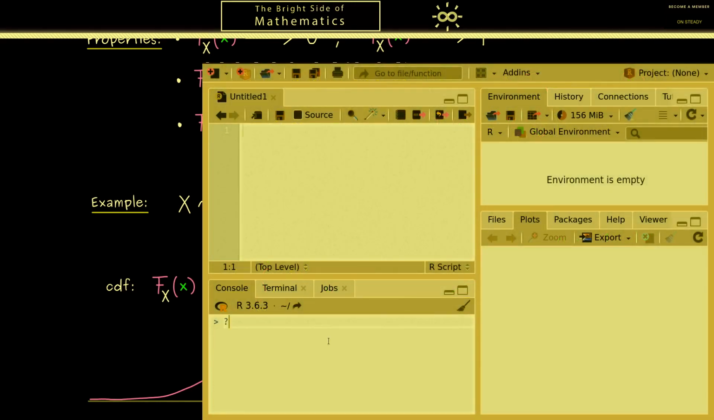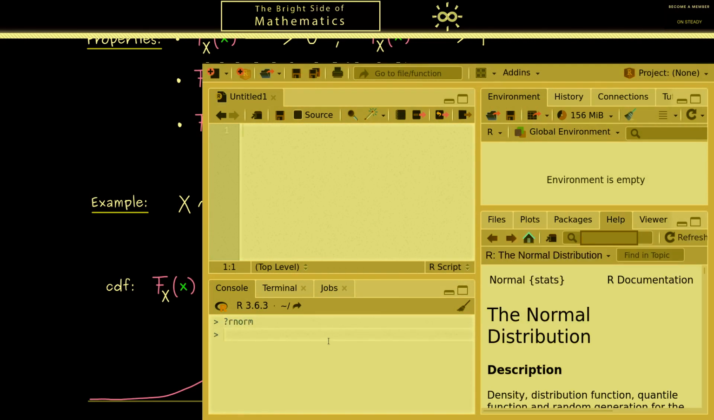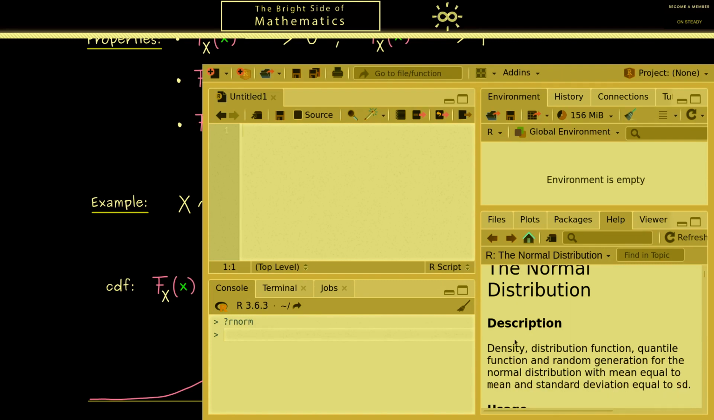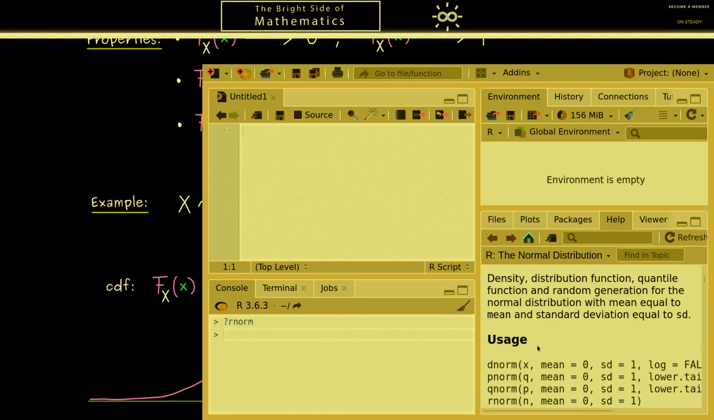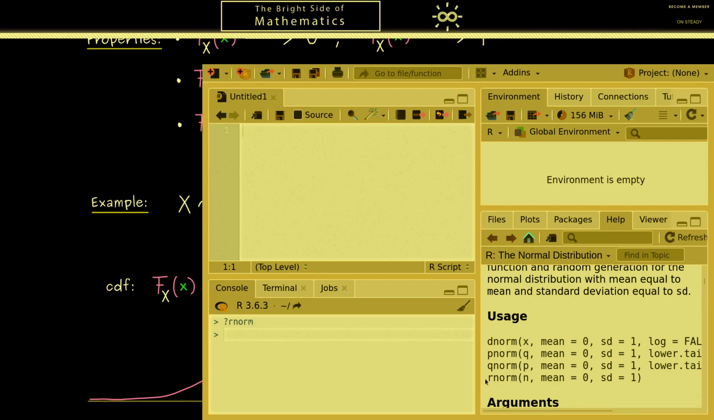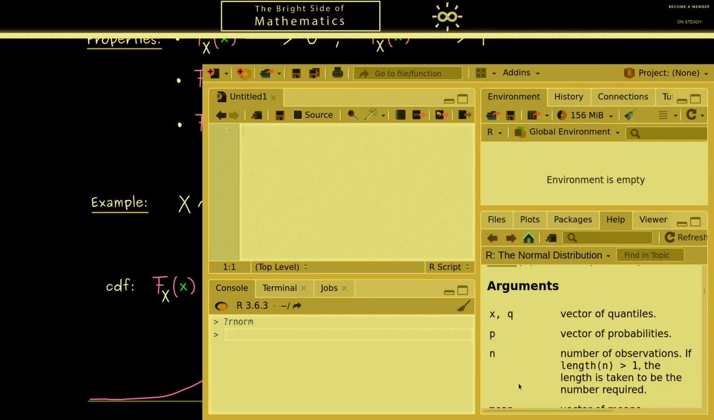Here, the first thing we should check is the help function: what is the normal distribution in R? Indeed, here you see we have the whole explanation of what the normal distribution is. Most importantly, the probability density function is given by dnorm. On the other hand, the CDF, the distribution function, is given by pnorm. And the last one here, rnorm, will just give us a sample with respect to the normal distribution.